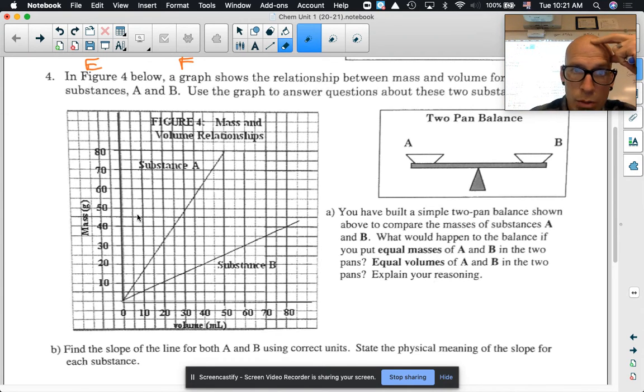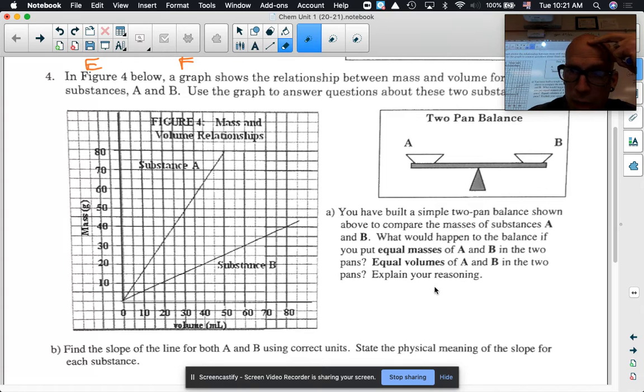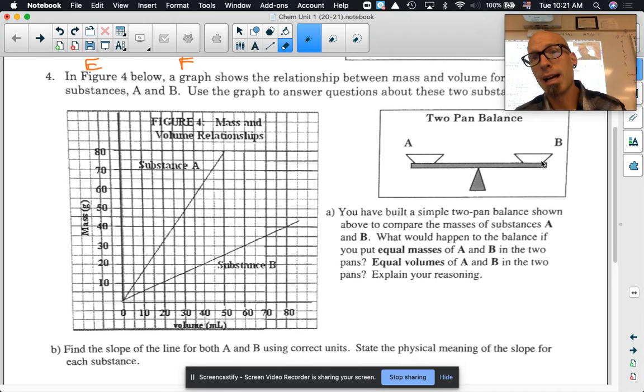Part A here. Now, what you have here is a graph with a substance A and a substance B. You have a 2-pan balance. And so what happens if you place equal masses of A and B in the 2 pans? This is like what we did in class. This graph looks a lot like the graph you had in the lab, where one line was steeper than the other line. And so substance A is kind of like which substance in the lab?